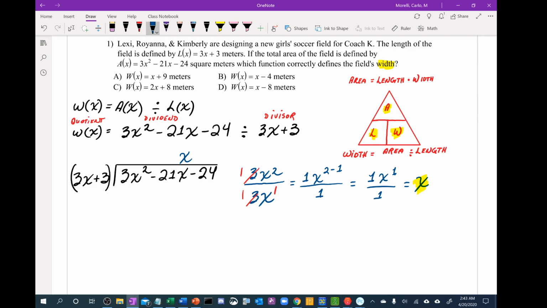We're going to try to keep this x aligned with the term beneath it that matches its exponent. So this has an exponent of 1. This has an exponent of 1. You want to try to match the exponents with the dividend term. Now, the next step is to multiply this quotient term by the entire divisor. Multiply this quotient term by the entire divisor.